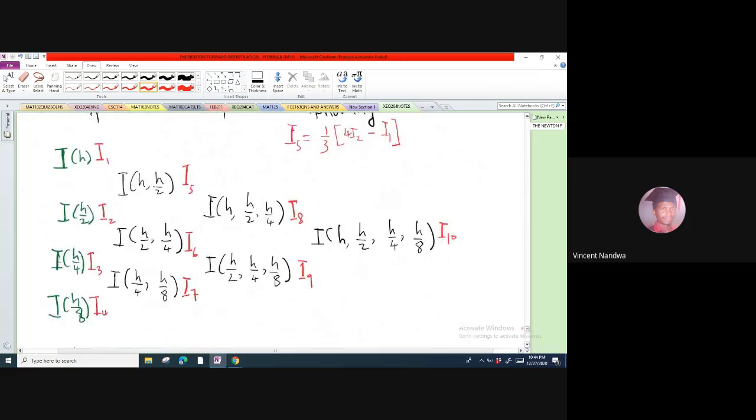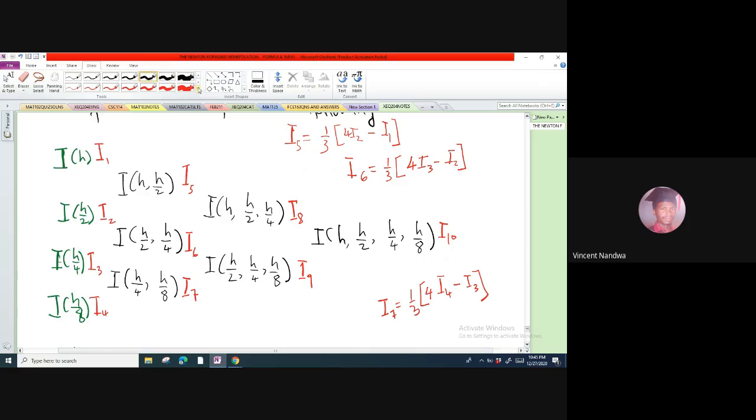And then similarly, you can define I6 is a third into 4 I3 minus I2. And then in a similar manner, you can define I7 is given by a third into 4 I4 minus I3.